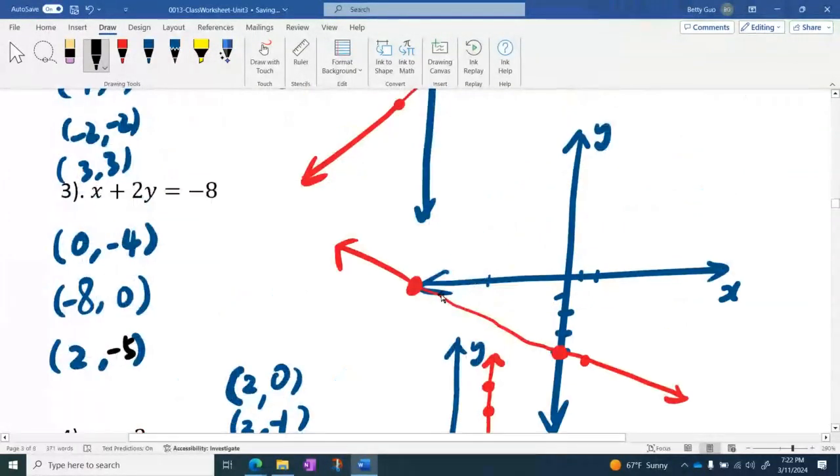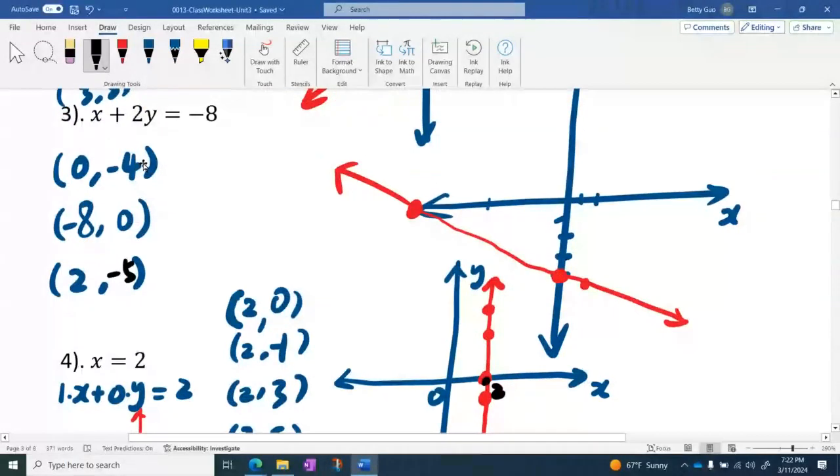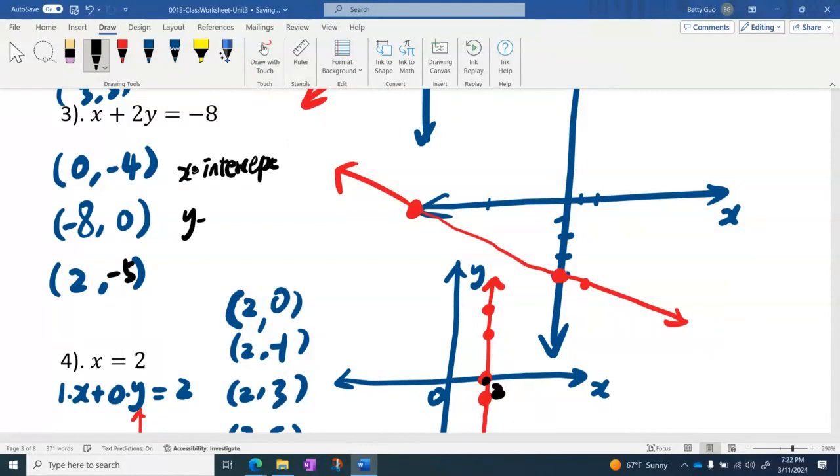All right, help me out with this number 3. This is the graph we draw for the linear equation in two variables, x + 2y = -8. Help me out. Identify the x-intercept and y-intercept.